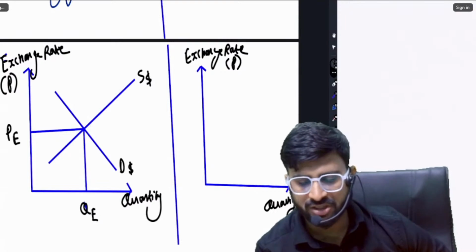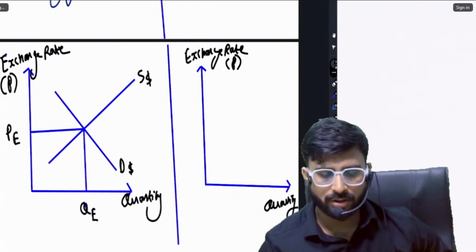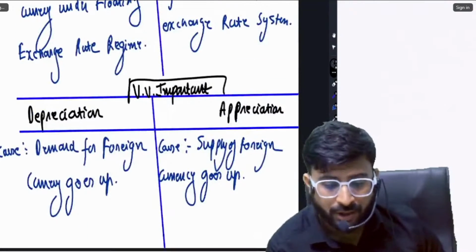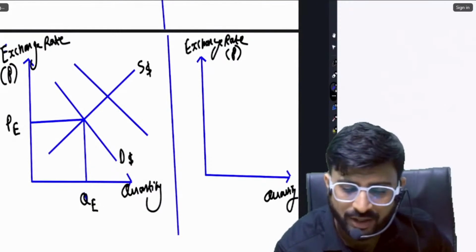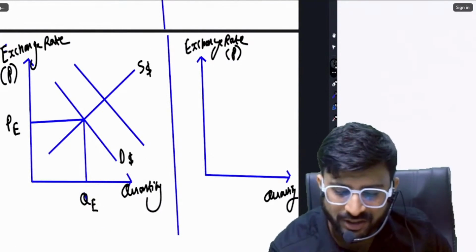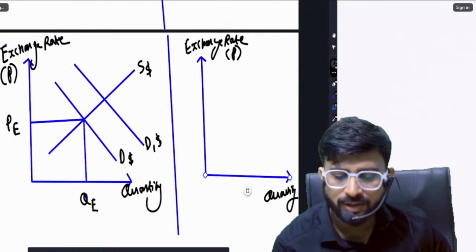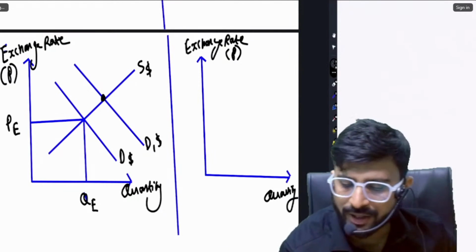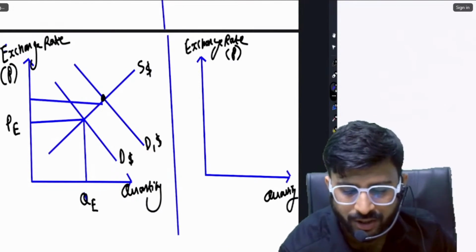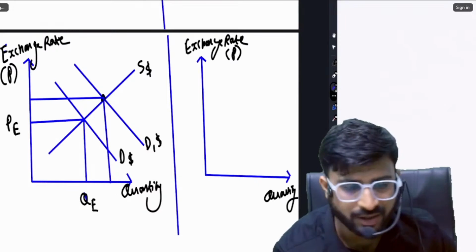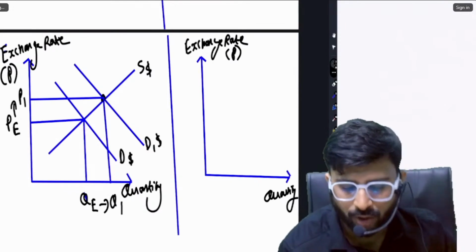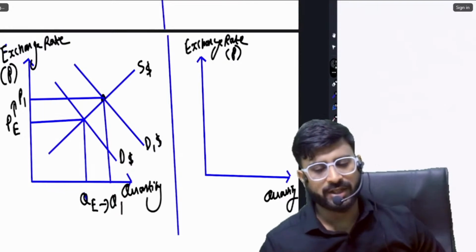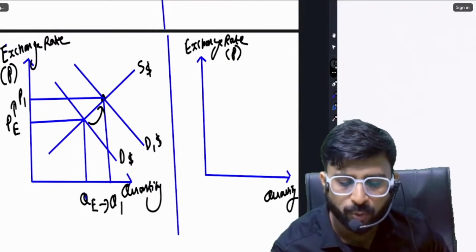Now, here the language changes. What happens here is demand for foreign currency goes up. Whenever this happens, you know there is a rightward shift. That is D1 dollar. Yes or no? So see automatically what has happened to the exchange rate. See, exchange rate has risen, as you have moved from this point to this point.